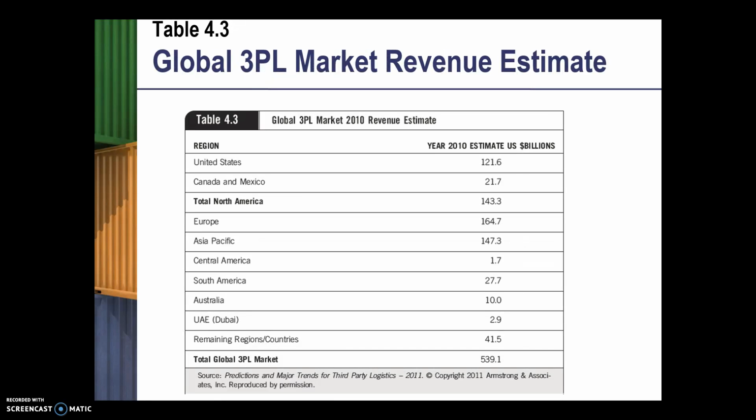And then Table 4-3 shows you the global 3PL market revenue estimates for the regions, US and Canada and Mexico, and then total North America, as well as the global, Europe and Asia Pacific, Central America, South America, and other countries. And that, of course, was based on year 2010. I think it was published in 2011. So those numbers may have changed significantly. So you can go again and try to look up some updated information, and I will probably try to post in our group a more updated chart for you guys in week 4.